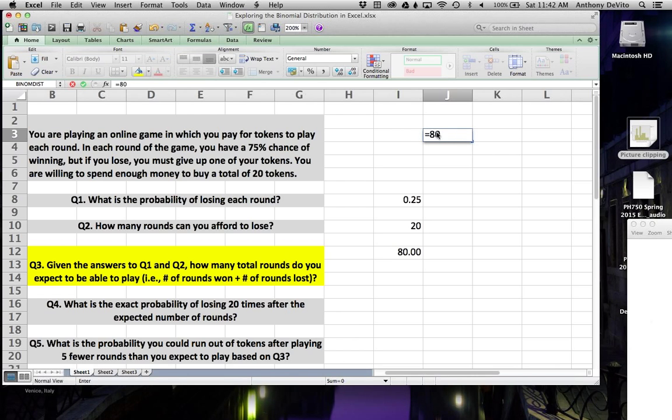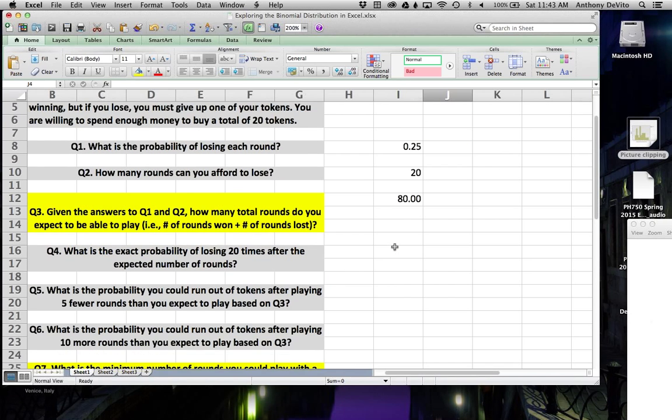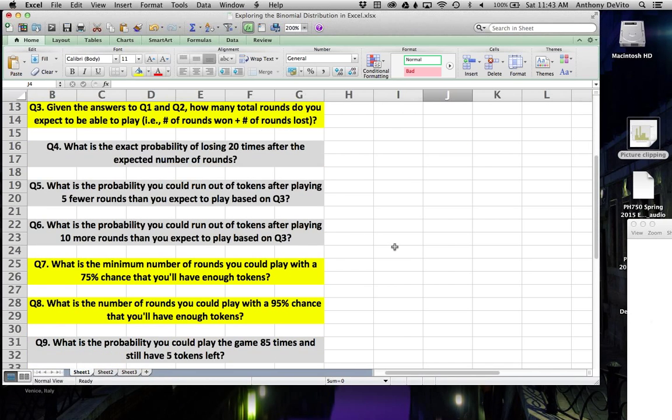You're going to play 80 rounds. You're going to lose 25% of the time, point times 0.25. That's going to be your 20 tokens. Most of the time, you're going to lose in about 80 rounds on average. It won't happen every time. Sometimes you lose a little earlier, sometimes a little later. That's what the binomial distribution is all about. Okay, so you're going to lose it in about that amount of time.